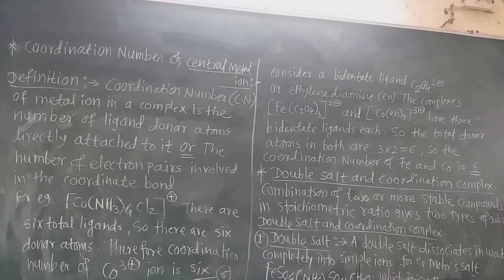Now again, let us learn some terminology in coordination chemistry: the coordination number of the central metal ion. We already learned about the oxidation state and the charge number of the central metal ion, but this is the new term, the coordination number of the central metal ion.